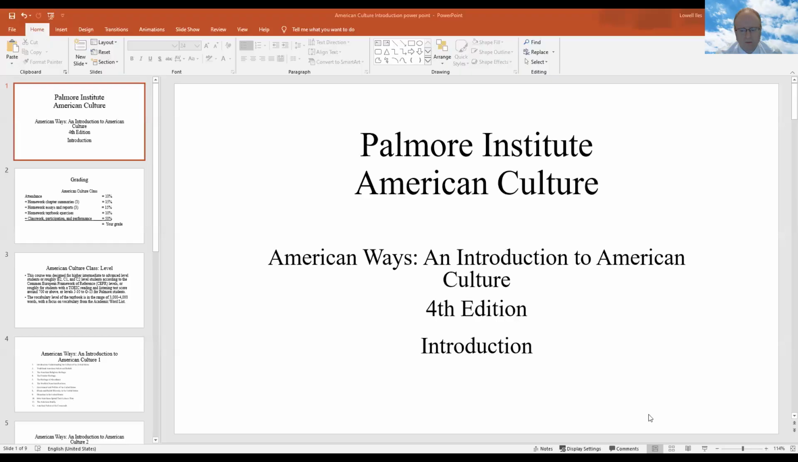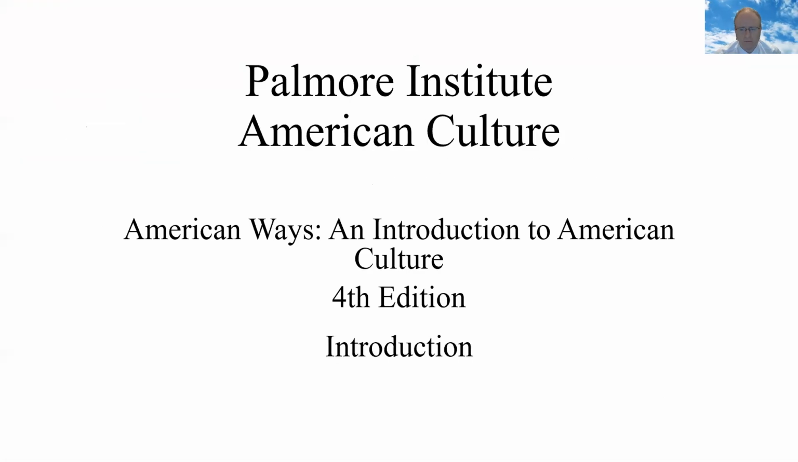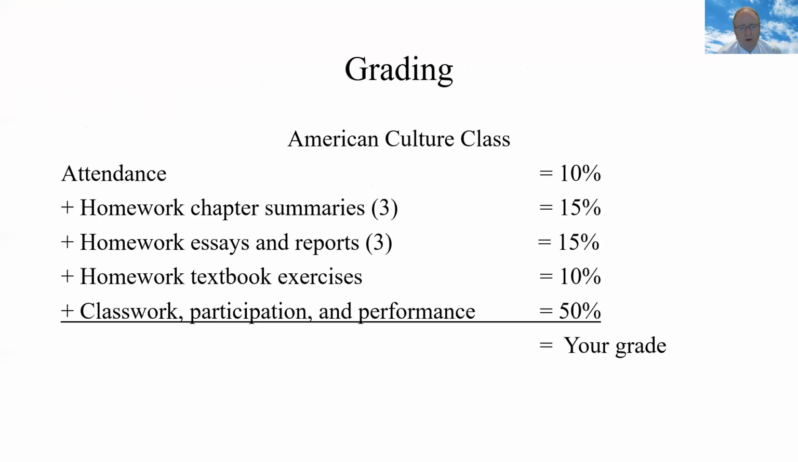First of all, let's take a look at the textbook for the course. In this class, we will be using American Ways: An Introduction to American Culture, 4th edition. As for the grading, attendance is worth 10% of your grade. Homework chapter summaries will be worth 15% of your grade. There'll be 3, each worth 5%.